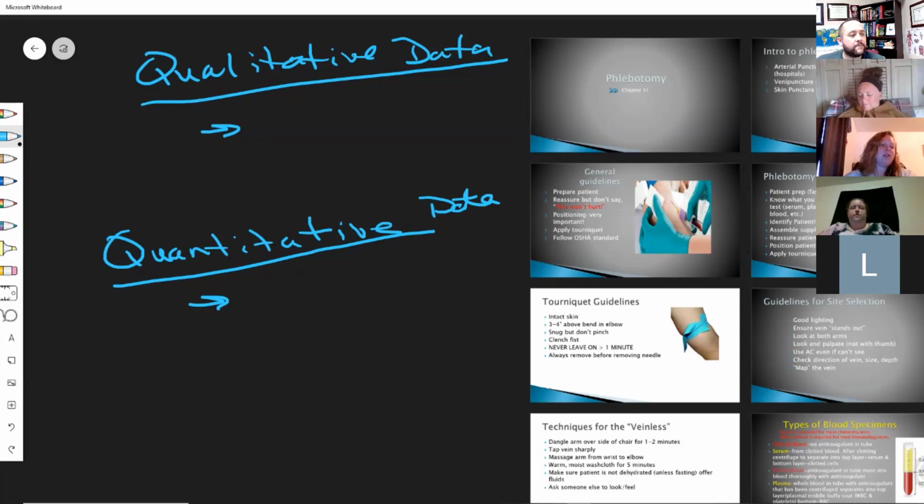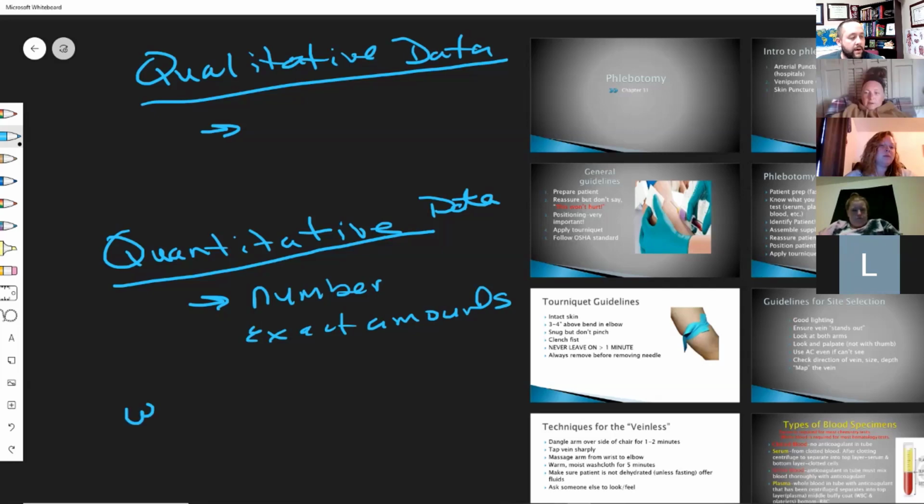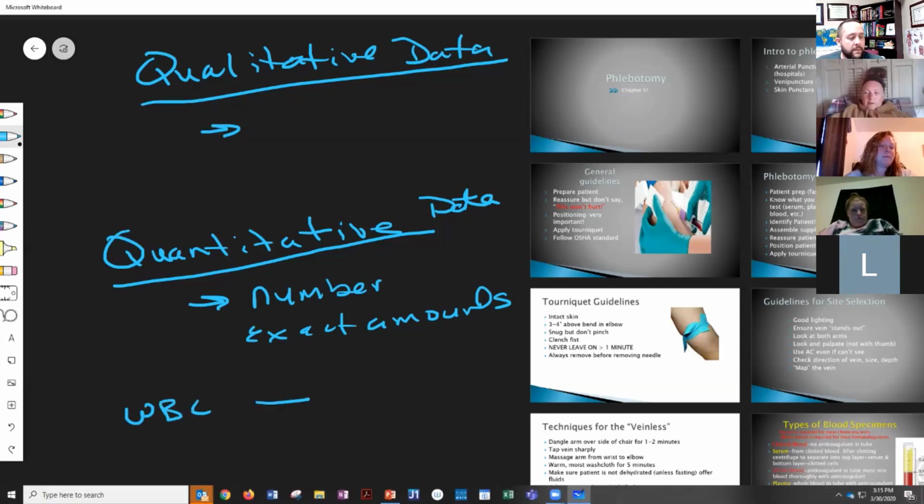I know quantitative is the exact amount, like number-wise. Yeah, it's chemistry, a number. Usually with chemistry. So it's a number, exact amounts. If you were to look at an example of quantitative data, it would be like white blood cell count, 100,000 per cubic cc. Whereas qualitative just tells you yes or no. What's the quality of the sample?